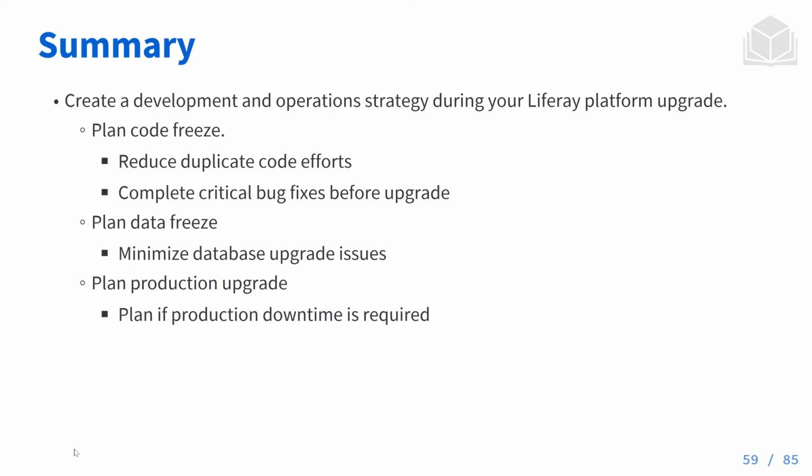All in all, there are a couple things that you're going to need to keep in mind as you're going through your upgrade strategy. And the big ones are: plan a code freeze. You're going to want to make sure that anything critical is accounted for. You don't want to double up work. So you're going to want to have all of your meetings, check out your backlogs, plan your code freeze.